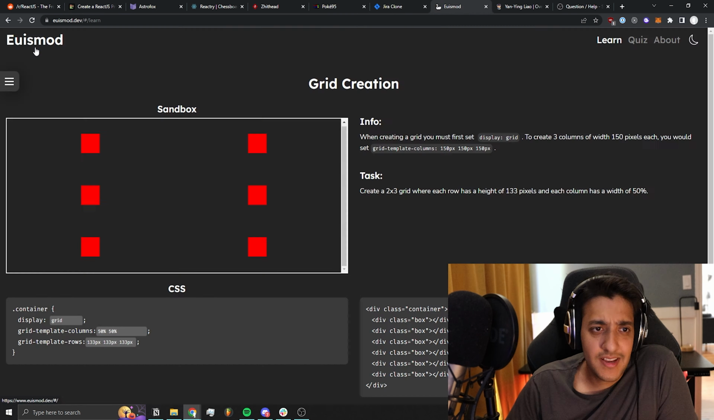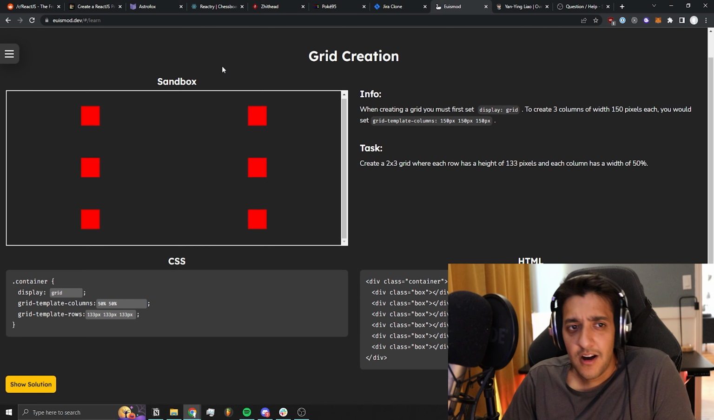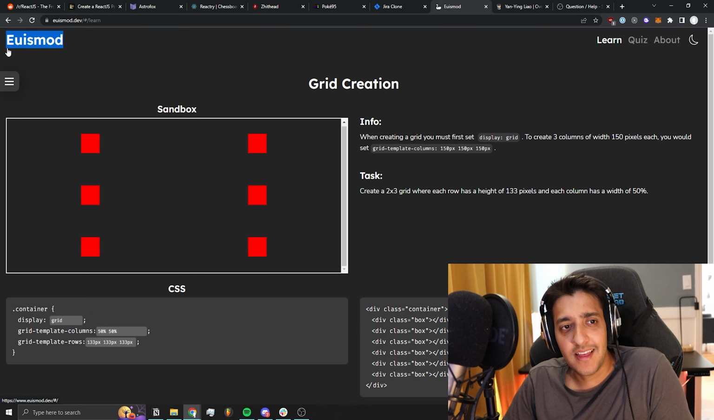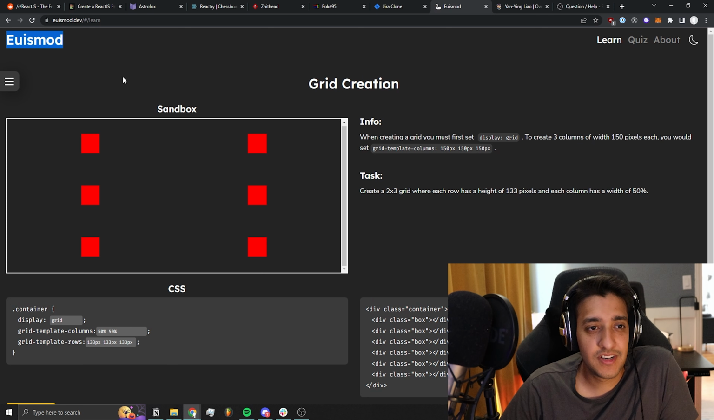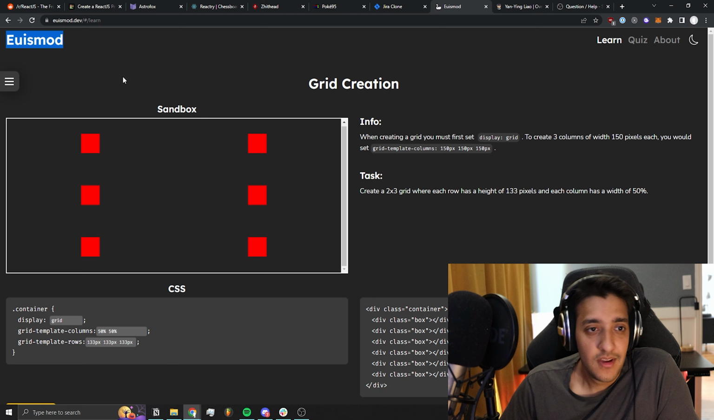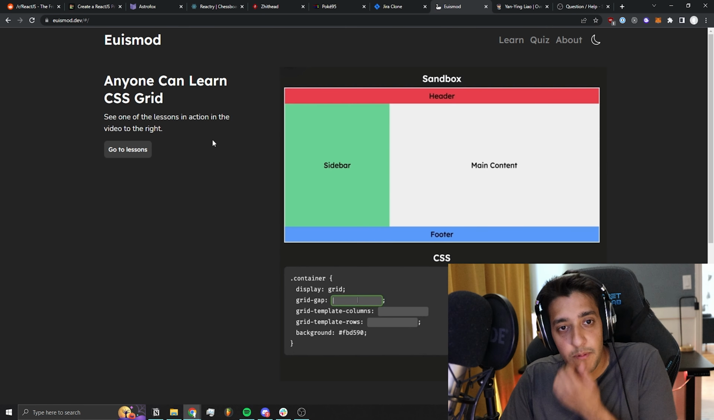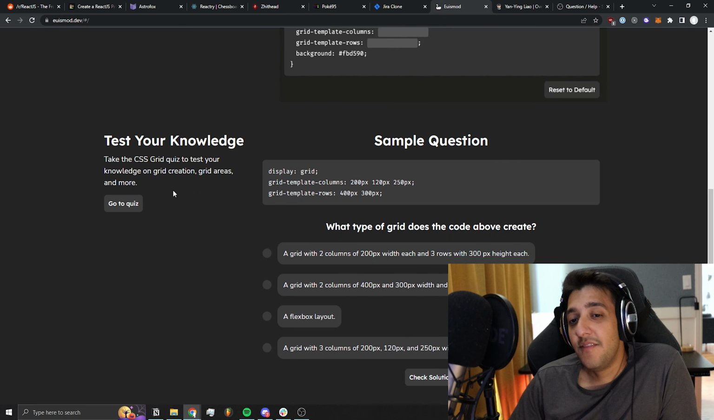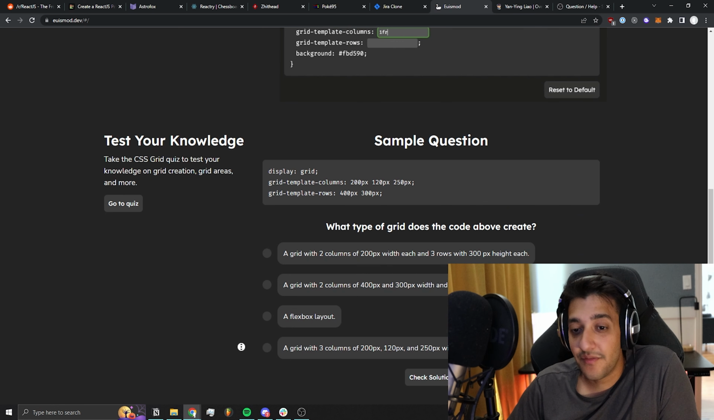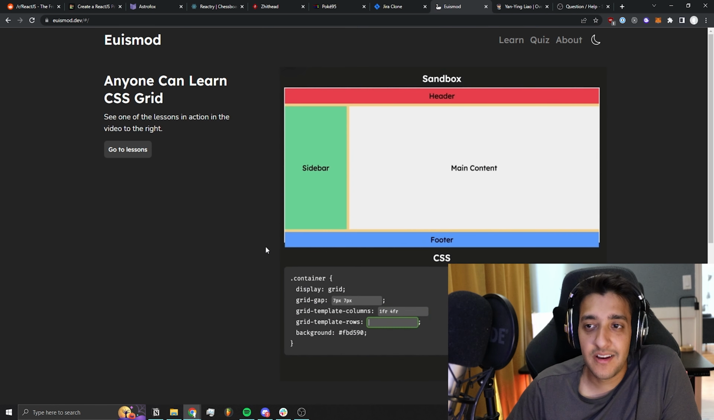Next one we have, it's like Euismod. In the Reddit comments, he said that this was a word in a different language for grid. And it makes sense because this whole site is essentially teaching people how to use CSS grid. If you've ever used Flexbox Froggy to learn Flexbox, this is a similar idea but for grid.